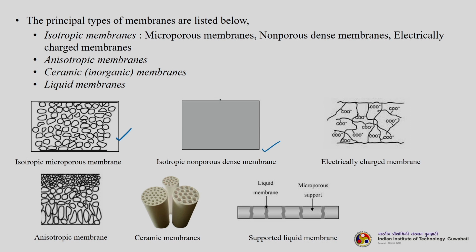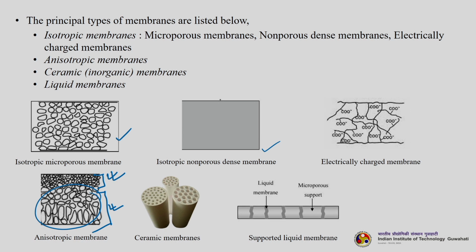Then let us go for an anisotropic membrane. So, the structure is like this. You can see the two distinct layers here. Okay, this is one layer and this is another layer. Here the pore size is small, right, and here the pore size is bigger. So, basically you can see that two different porous membranes are fused together.